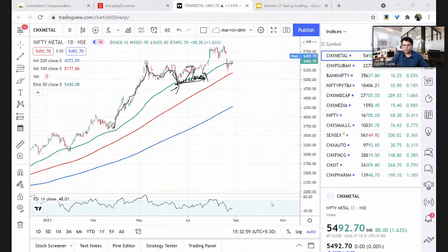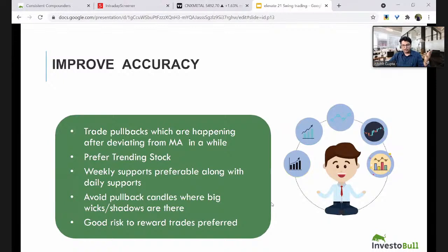If the stock has to be in trend, it has to pull back immediately. So you have to see if that pullback is happening after some time. It's not that it is going up, then immediately coming down, then again going up, and you're taking that pullback. If you follow this, these are just small filters which will improve these strategies. You prefer trending stocks again. Weekly supports are preferable, right?